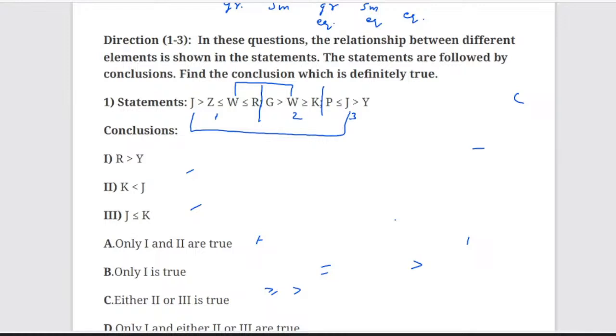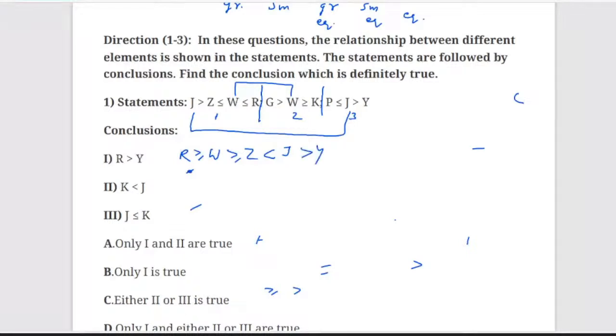So R is greater than Y, right? It should start with R. Now R is greater than equal to W, because we are writing R and W in reverse format, so the symbol also will be reversed. Then W is greater than equal to Z. Z is less than J. J is greater than Y. Now this was the first conclusion.